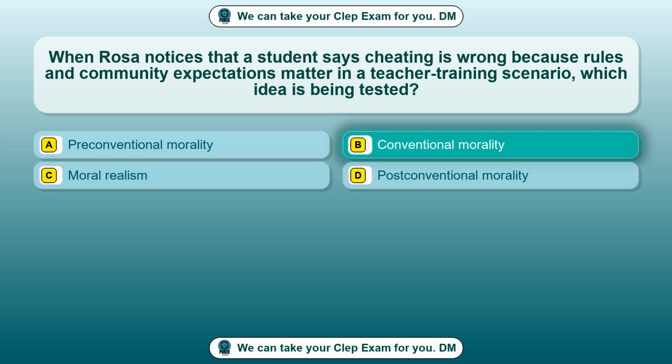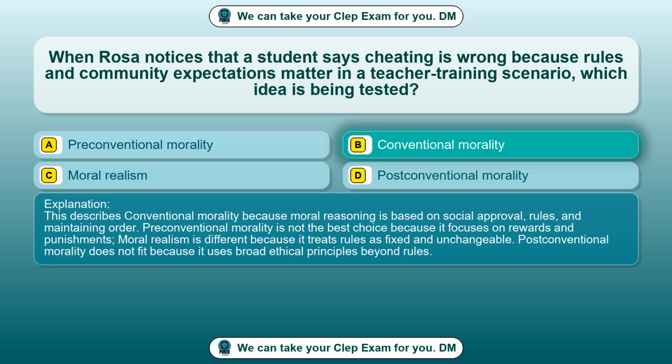The correct answer is option B, conventional morality. This describes conventional morality because moral reasoning is based on social approval, rules, and maintaining order. Pre-conventional morality is not the best choice because it focuses on rewards and punishments. Moral realism is different because it treats rules as fixed and unchangeable. Post-conventional morality does not fit because it uses broad ethical principles beyond rules.